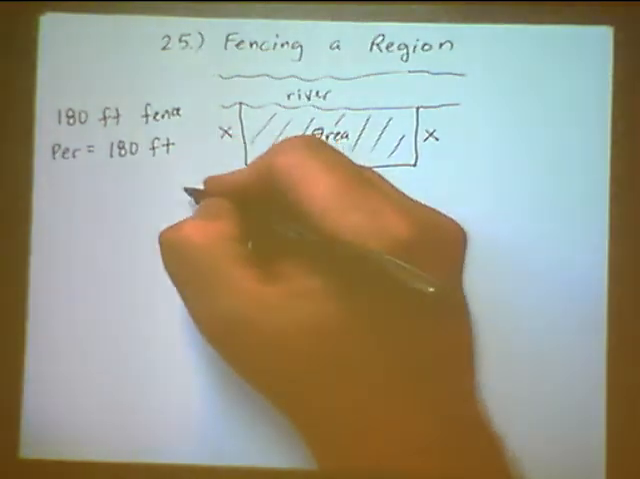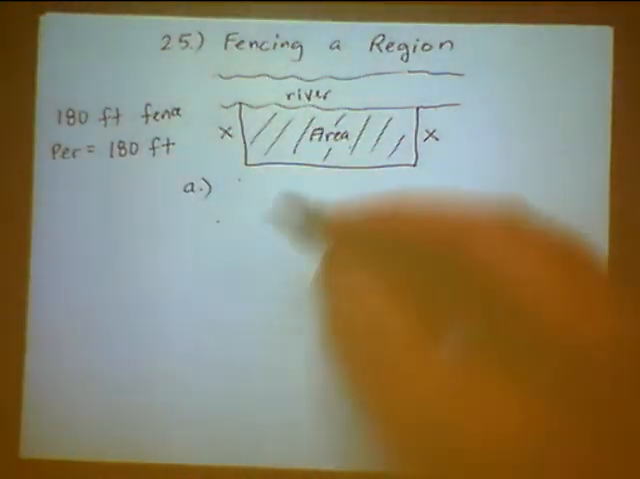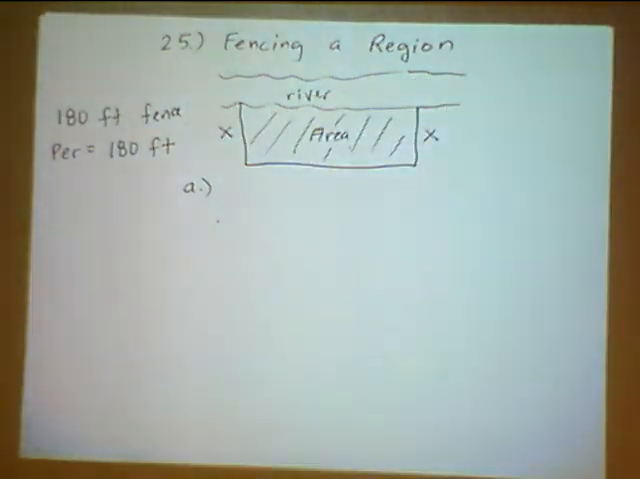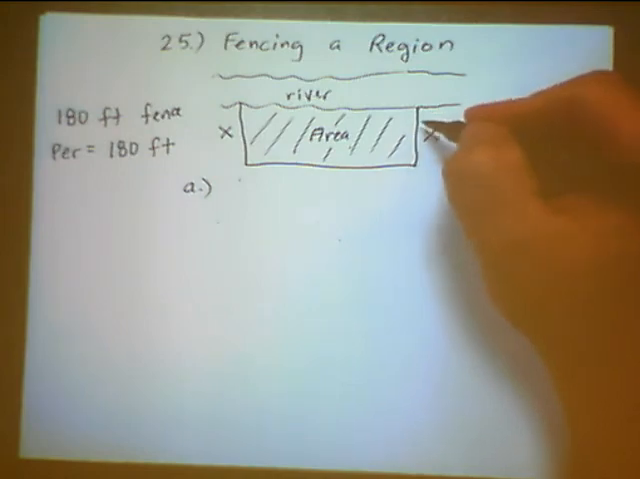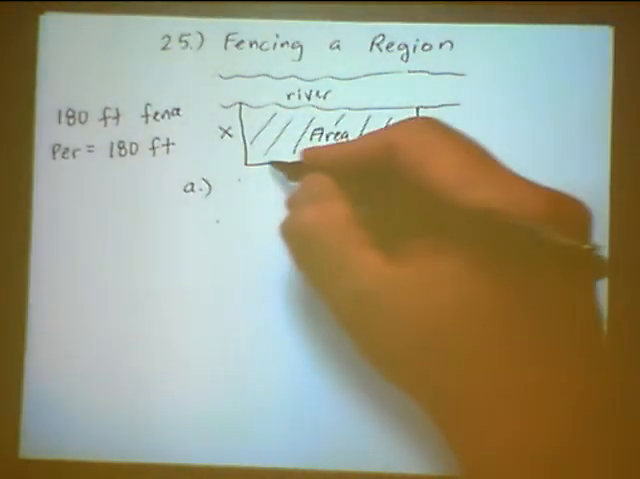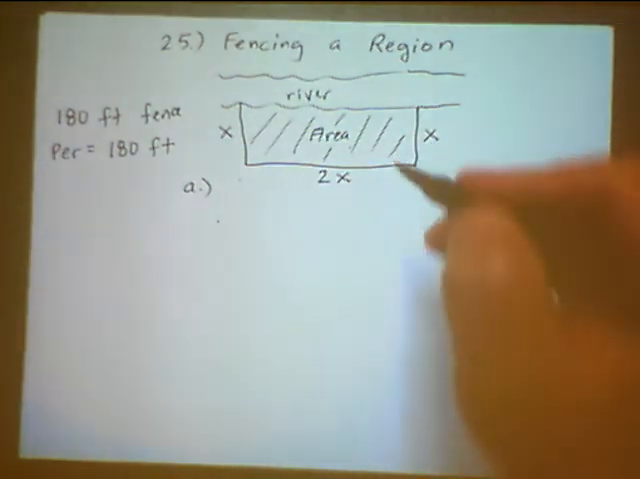So for part A, they say that the side across from the river, or the side parallel to the river, is twice the length of the adjacent side. So these are called the adjacent sides. So if this length is twice that, then this length is going to be 2x.